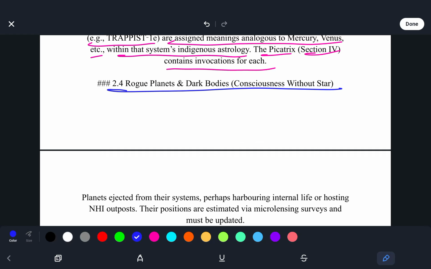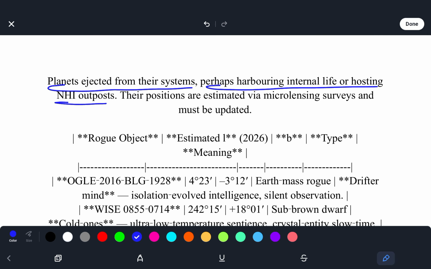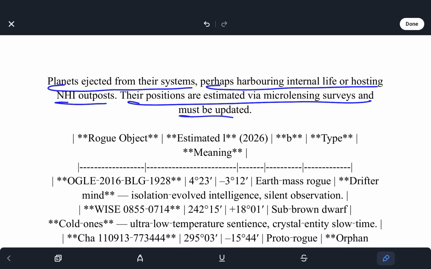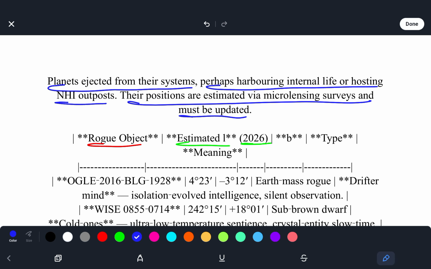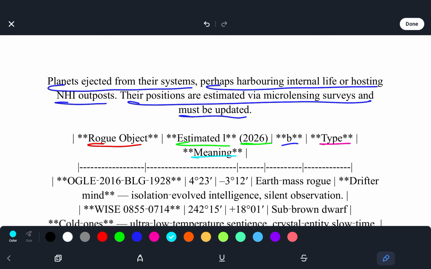Rogue planets and dark bodies. That's what I'm going to talk about next. Consciousness without the star. Planets ejected from their systems, perhaps harboring internal life or hosting NHI outposts. Their positions are estimated via microlensing surveys and must be updated. So we see rogue object, estimated 1, 2026, B, its type, and we have its meaning.